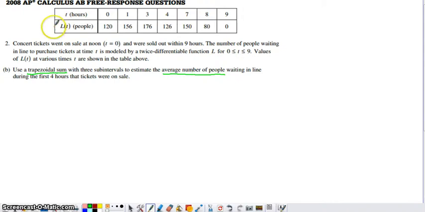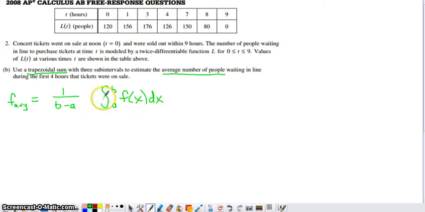Well, L of t represents the number of people waiting in line. If we want the average number of people waiting in line, I think it makes sense to break out the formula for the average value of a function, 1 over b minus a times the integral from a up to b of whatever function it is that we want the average of. So this is the formula for the average value of a function, which we've used off and on for the last couple weeks. We want to apply this formula to the function L of t on the interval from 0 to 4, right? The first 4 hours that tickets were on sale would be hour 0, noon, to hour 4, 4 p.m.